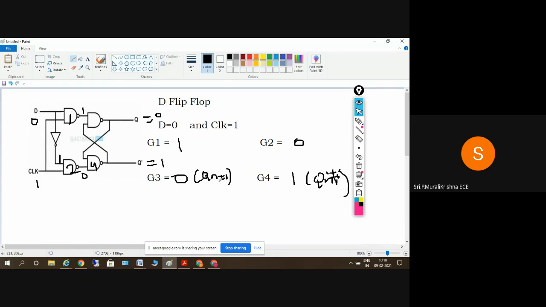Right, we'll take the next case here. So please note down this. G3 is equal to 0 and G4 is equal to 1 here. So G3 is nothing but Q of n plus 1, which is 0, so Q of n plus 1 is equal to 0 and Q bar of n plus 1 is equal to 1 here.